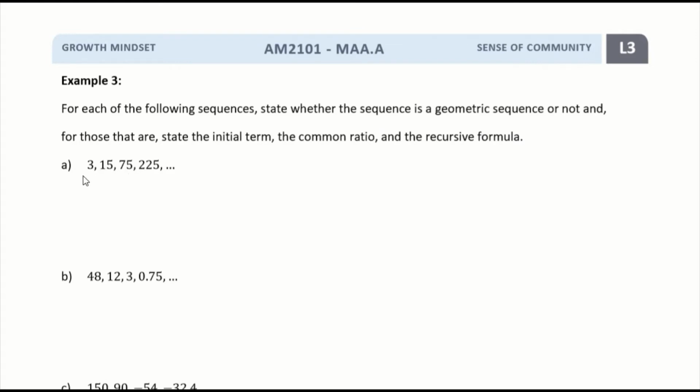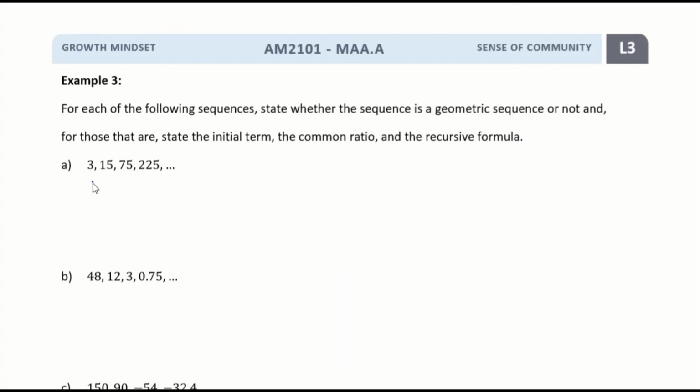So 15 divided by 3, then you get 5. 75 divided by 15, then what can you get? Yeah, you can get 5 also. 225 divided by 75, and you get 3. So that's why actually this is not a GP.